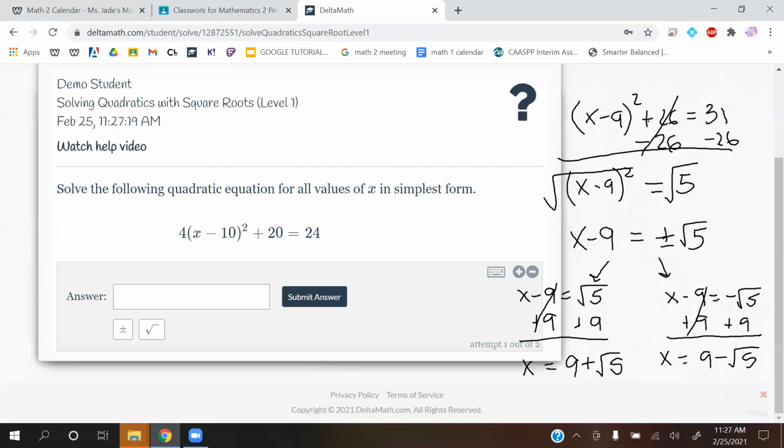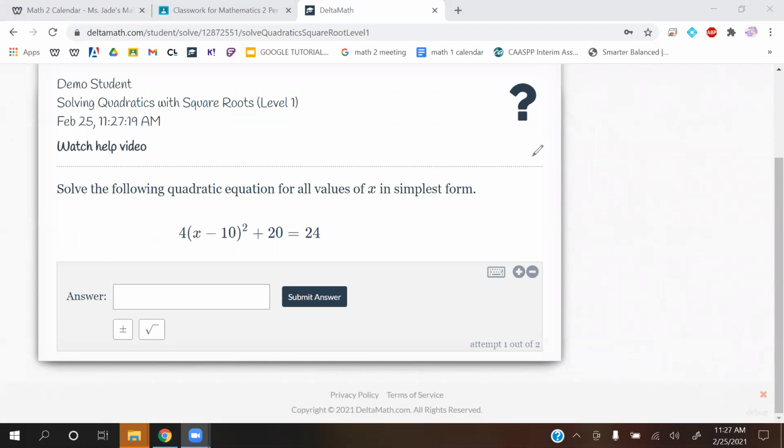Okay, so we're going to solve the following quadratic equation for all values of x in simplest form. Let me clear all of these drawings because they're not relevant anymore. Okay, let me copy it down. Okay, so our first step is to get rid of the plus 20. So you do that by doing the opposite. Since it's plus 20, we are going to minus 20 on both sides.